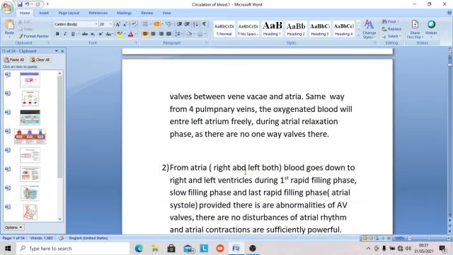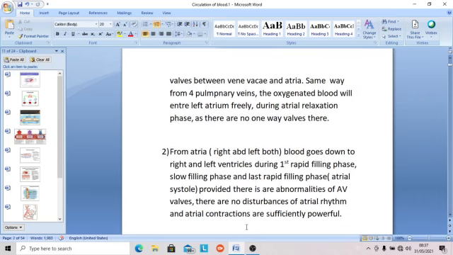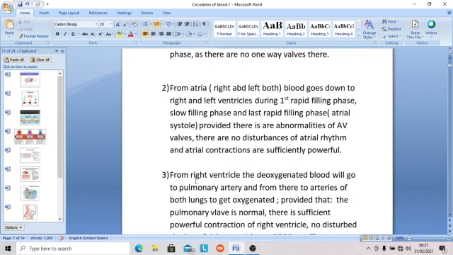From the atria, right and left, blood goes down to the right and left ventricles in the first rapid filling phase, slow filling phase, and last rapid filling phase, which is due to atrial systole. This is provided there are no abnormalities of the valves, no disturbances of the atrial rhythm, and atrial contraction is sufficiently powerful.